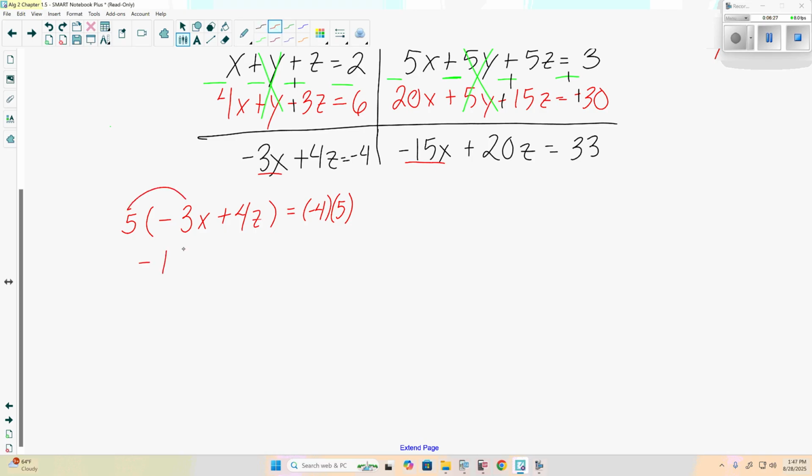5 times negative 3 is negative 15x. 5 times 4z is plus 20z. Negative 4 times 5 is negative 20.